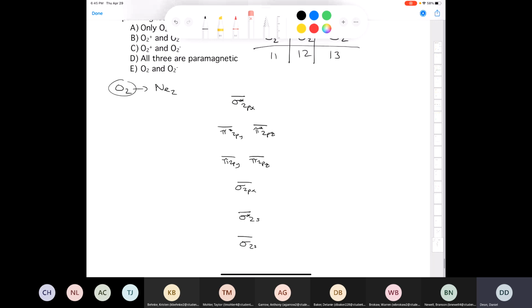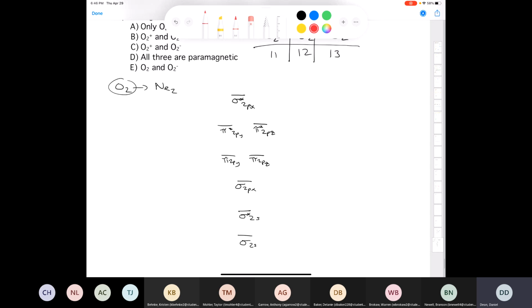So let's start with O2, which has 12 valence electrons. Again, we follow the Aufbau principle and Hund's rule. 1, 2, 3, 4, 5, 6. Hund's rule. 7, 8, 9, 10, 11, 12. We've got 2 unpaired electrons. Therefore, this is paramagnetic. What if we add an extra electron to have 13 for O2 minus? We'd put it here. That's also going to be paramagnetic.